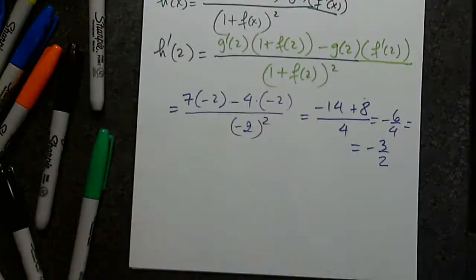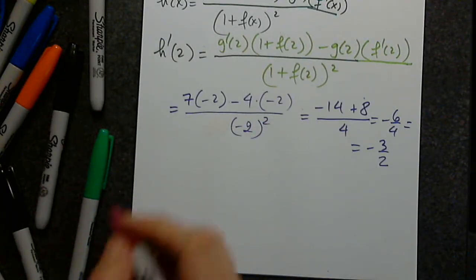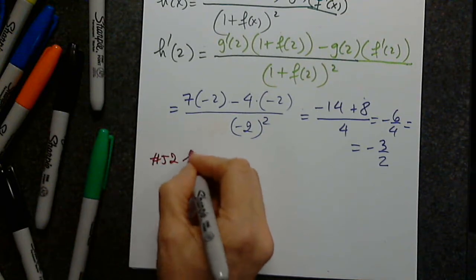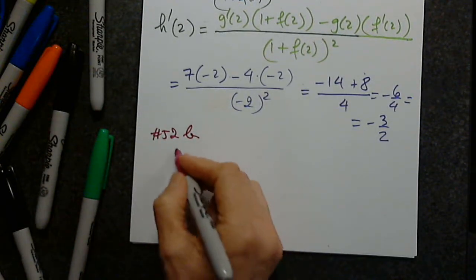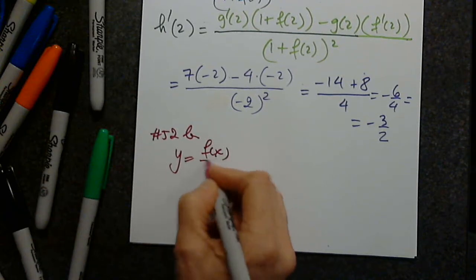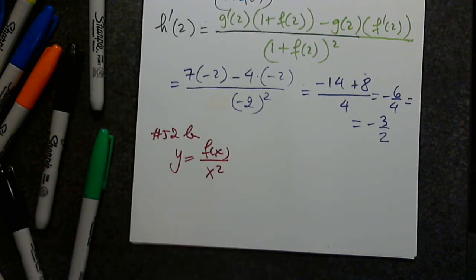Very good. Okay, so let's look at 52b. B as in boy. We're given y equals f of x divided by x squared. We're told that f is a differentiable function. Find an expression for the derivative of each of the following functions.